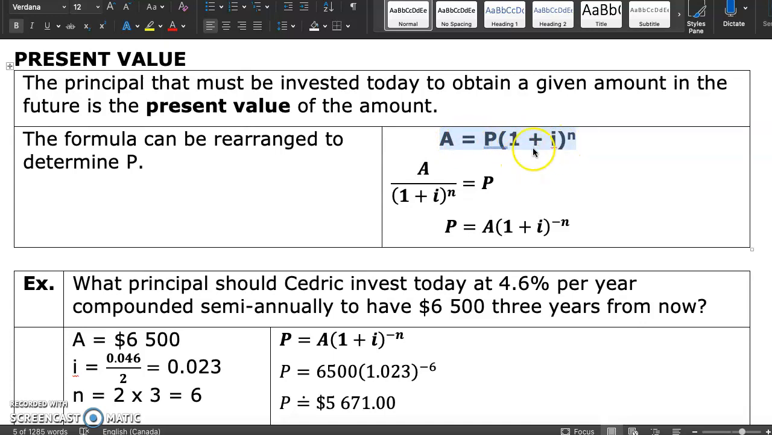Rearranging this using opposite operations, divide by this expression on each side to isolate P, because we want to know the present value. And then just putting this on the left-hand side and switching this over to the right-hand side, we end up with this expression. Notice that the negative exponent was used just to be able to not have to write this expression in the denominator.